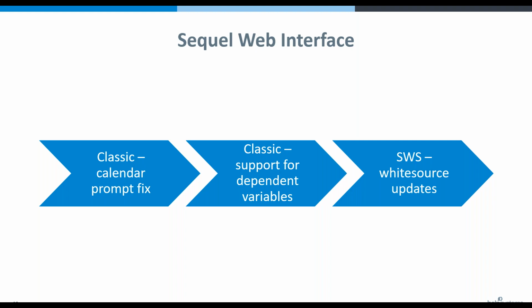What that means is if you had a variable for, say, product class and also for product number, we would only show you the product numbers within that product class. So that now works from inside of the older interfaces of SQL Web Interface. And for our Swiss users, we have some white source updates.